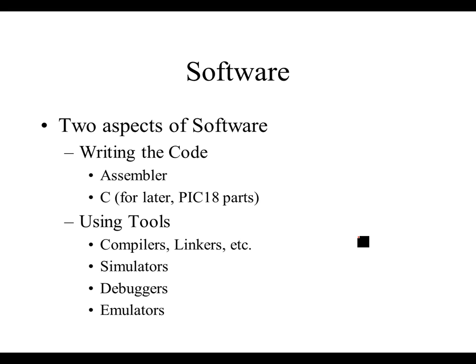So there are two aspects of the software, like I said before: the assembly code, and then C. For C, we're going to reserve that for the PIC16 parts, because the PIC16 parts have been optimized for C. For the PIC16 parts, we're going to be using assembler.